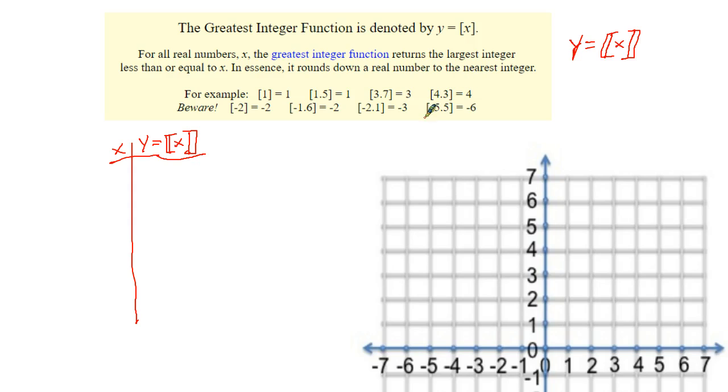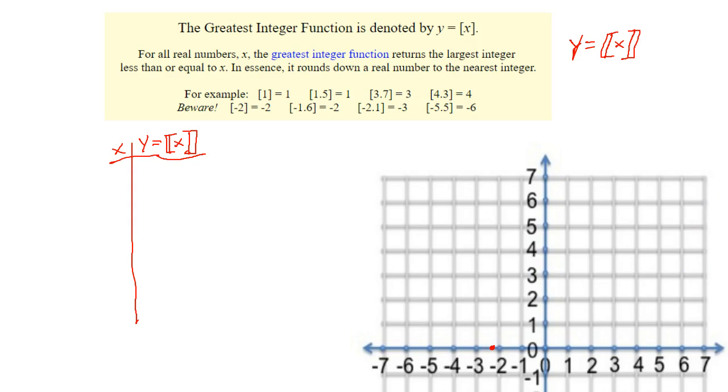Now, remember how negative numbers work. Negative 2 is bigger than negative 3. So if I put negative 2.1 in, I round down to negative 3. Negative 2.1 is right about here, and if I put that in the greatest integer function, I round down to the next lowest integer.